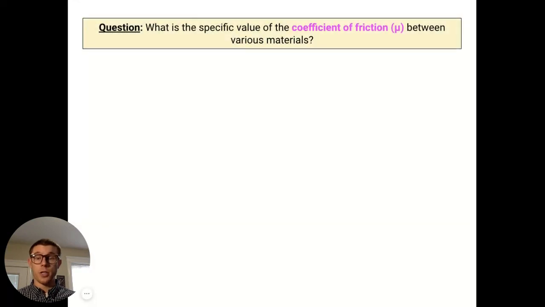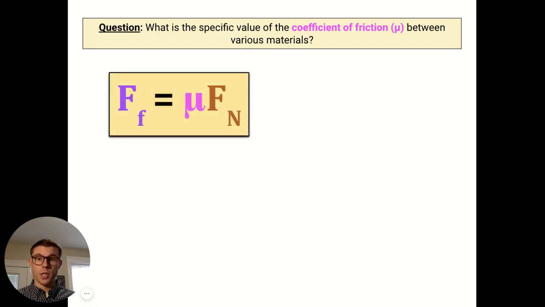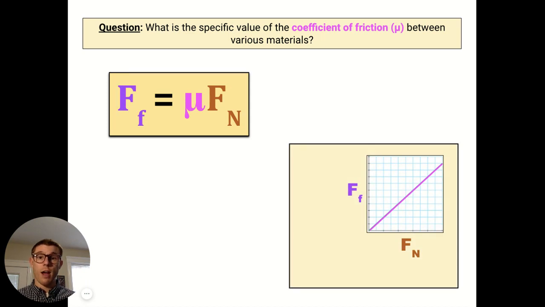So I'm going to pull up our question here. Our anchoring question, and the reason why we're doing the lab, is to figure out the specific value of the coefficient of friction between various materials. Again, here's our equation just as a reminder, so we have it in front of us. And here's the graph that we're going to create. We're going to graph the frictional force on the y-axis and the normal force on the x-axis.